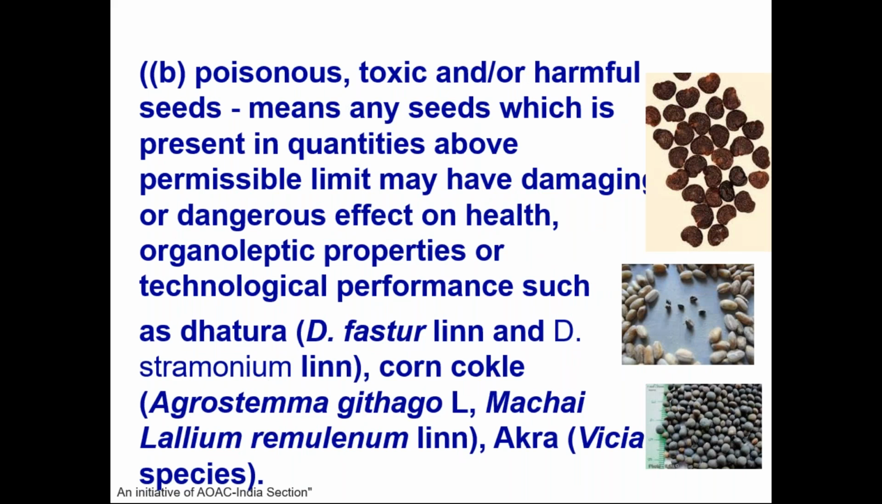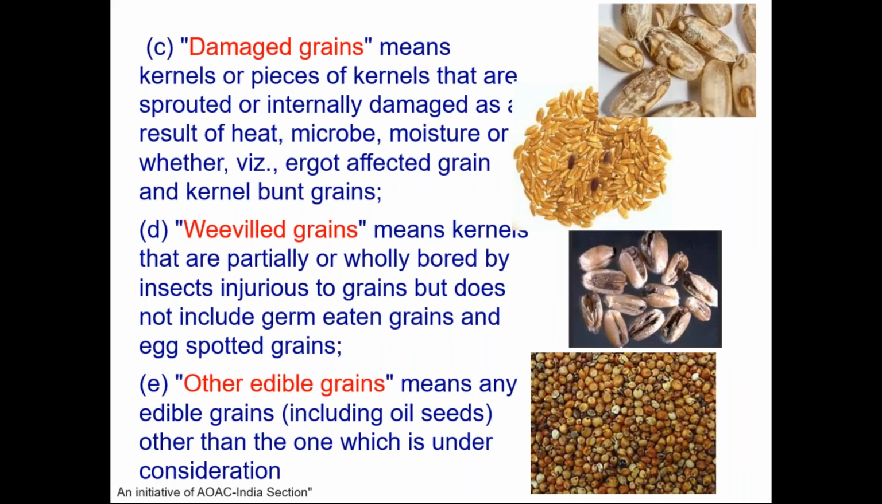So this means any seeds which are present in quantities above the permissible limit, which are dangerous or deleterious to health. These could be the datura seeds, corn cockle, or also the akra, which is the Vishya fava seed. As a food analyst, it is good to find out what datura seeds, corn cockle, and akra are, so that when you do the analysis, you will be able to easily identify these toxic seeds.